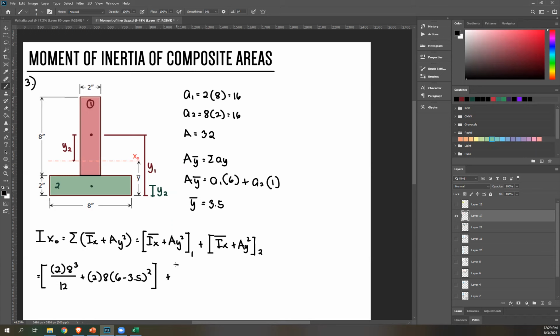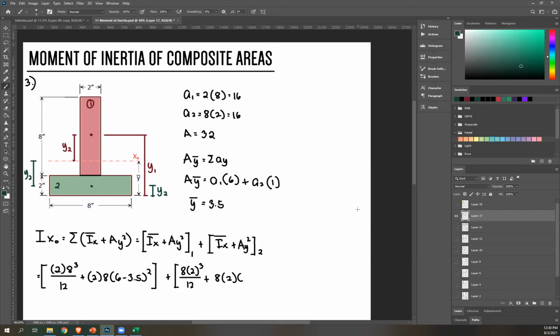Now let's move on to block 2. Block 2, base is 8, height is 2. So BH cube over 12 plus AD squared. So base times height, 8 times height, 2. And now, this is what we want to get. Okay? And then let's call this y sub 2.